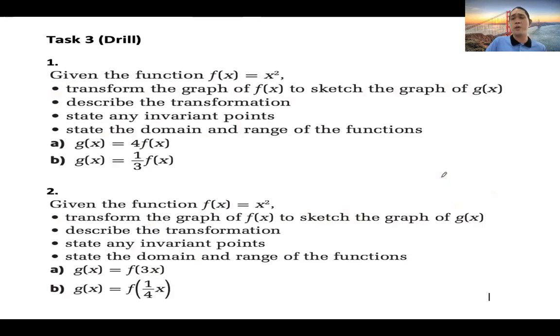So this is a drill. I want you to do this one. If you have some questions, you can just ask and PM me personally.